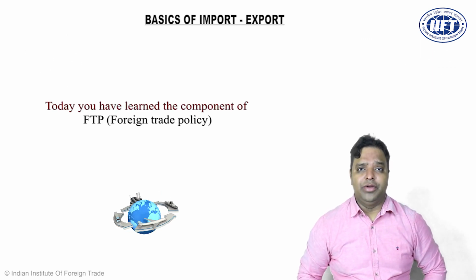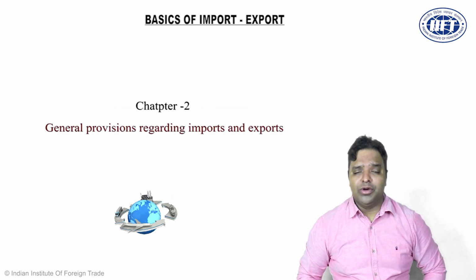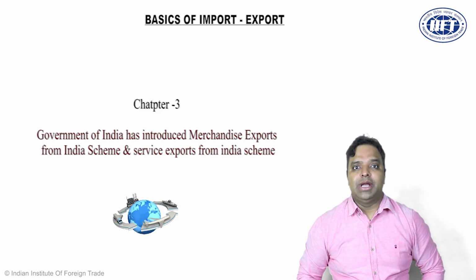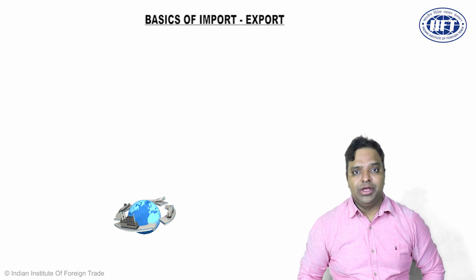In this session, friends, we have talked about the various components of the foreign trade policy. The chapter 2 was about the general provisions on import and export, which are applicable to all exports and imports, even if you are not taking any benefit or rewards from the Government of India. Chapter 3 was about the merchandise exports from India scheme and the services exports from India scheme, which is for goods export and services export respectively.